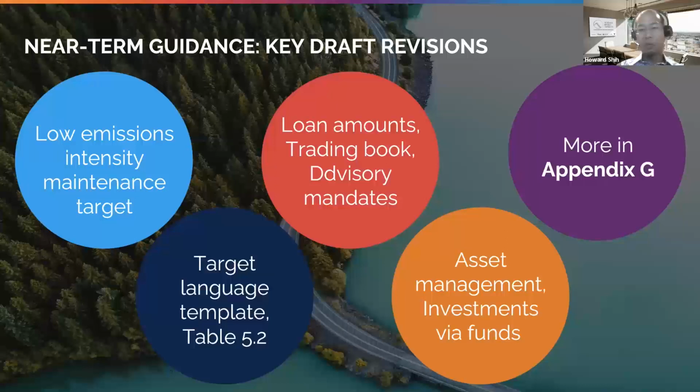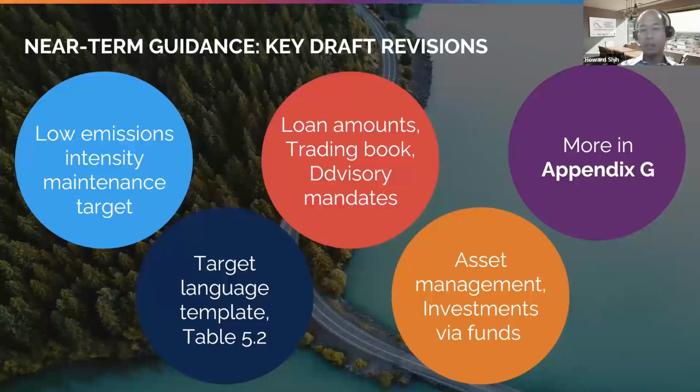A brief overview was provided during the public consultation launch webinar, as well as the near-term guidance consultation deep dive video. For example, we have a target language template to help ensure consistency and comparability of targets. This includes a low emissions intensity maintenance target for electricity generation project finance and real estate assets under strict conditions. This was added to help accommodate FIs that have already achieved a low portfolio emissions intensity.